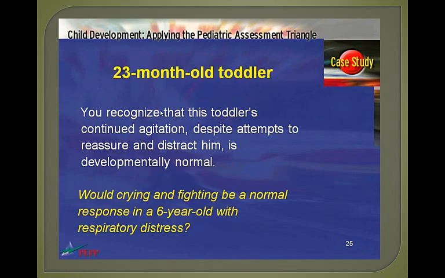You recognize that this toddler's continued agitation, despite attempts to reassure and distract him, is developmentally normal. But would crying and fighting be a normal response in a 6-year-old with respiratory distress?